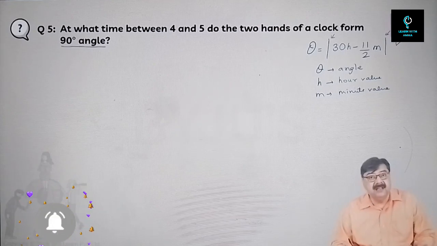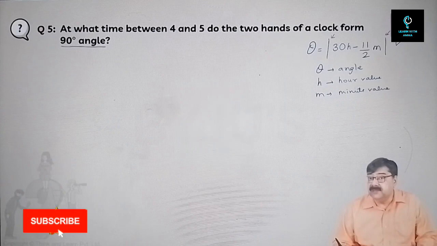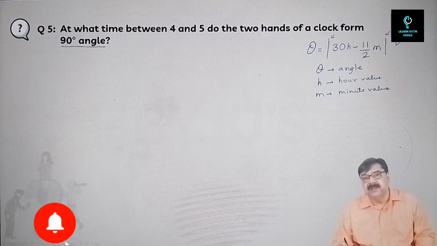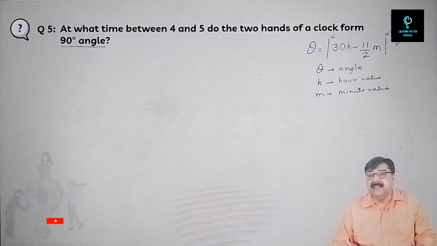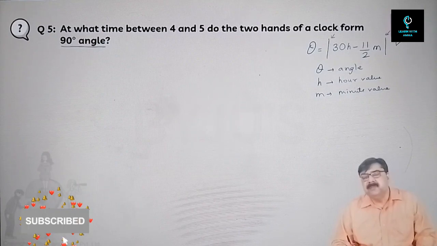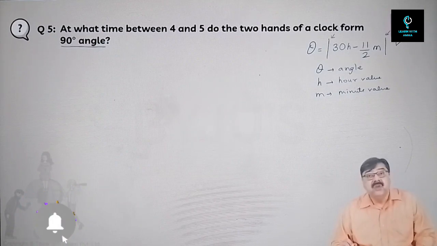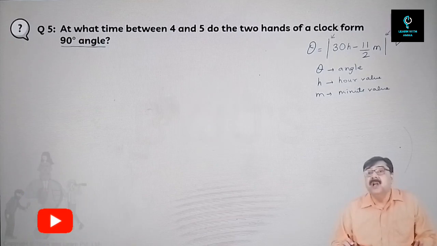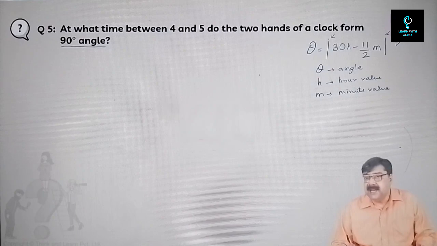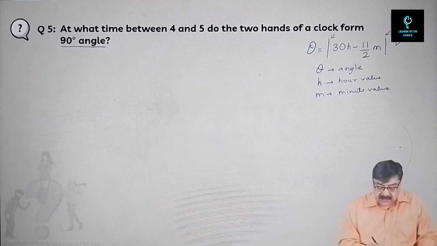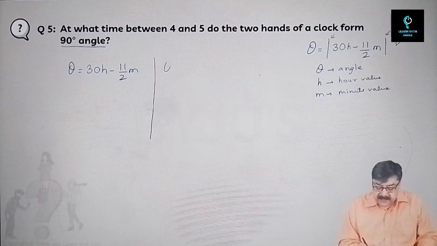But when the angle is given and the hour value is given, and you have to find out the minute value, and you know that 90 degrees angle will be formed twice between 4 and 5 o'clock, you will write this formula twice. One in the forward order, second time in the reverse order, like this. Theta is equal to 30h minus 11 by 2 m. Theta is equal to 11 by 2 m minus 30h.